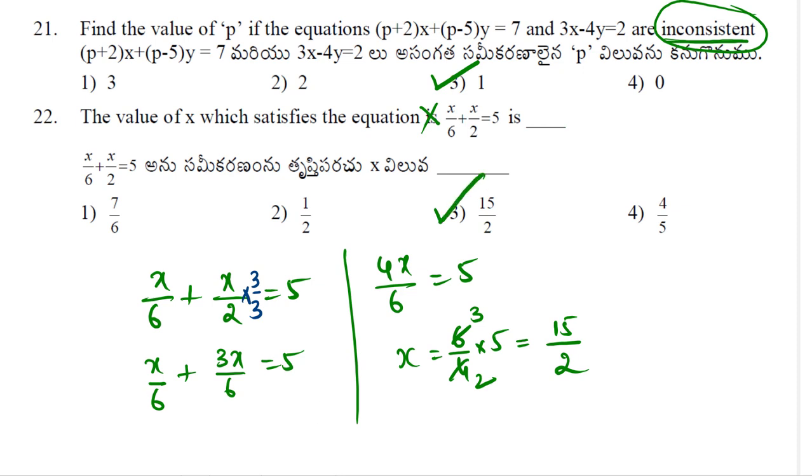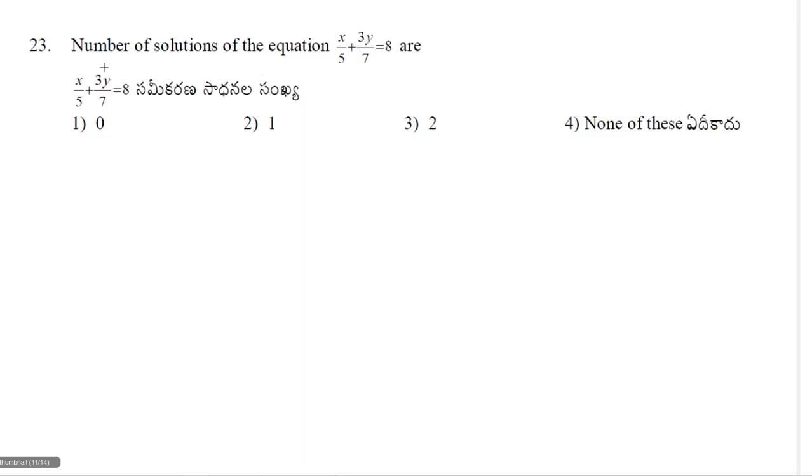Next problem. Number of solutions of the equation x by 5 plus 3y by 7 equal to 8 are. Here, this is a linear equation in two variables x and y, and we have only one equation. That means it has infinite number of solutions. So option 4 is correct. Next.